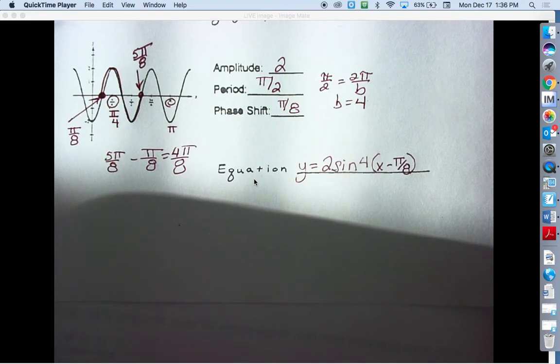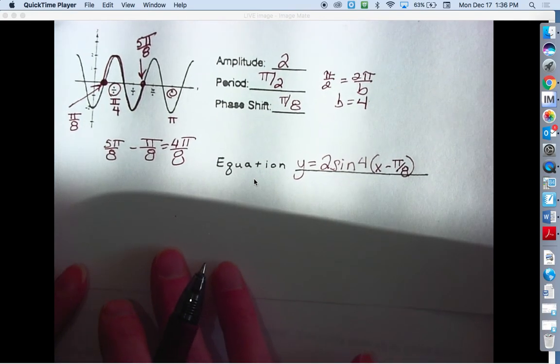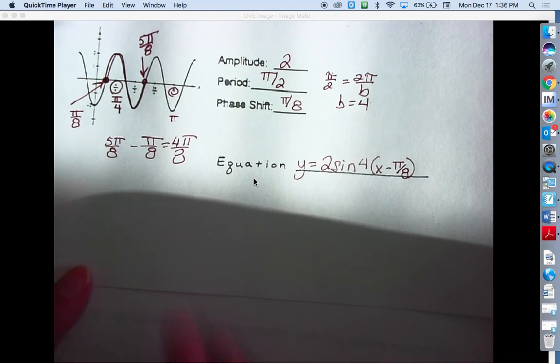Virginia: Would you have to plug 4 in because it's just the x minus? You don't have to. You will not be asked to write it like that. You could if you wanted to. So you could have 4x minus pi over 2. That would be the same exact thing.